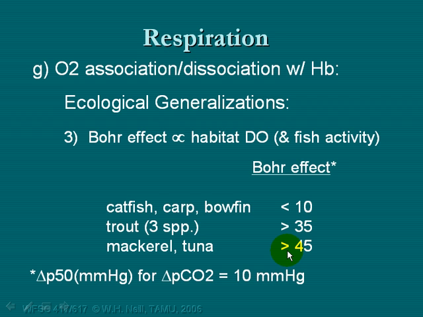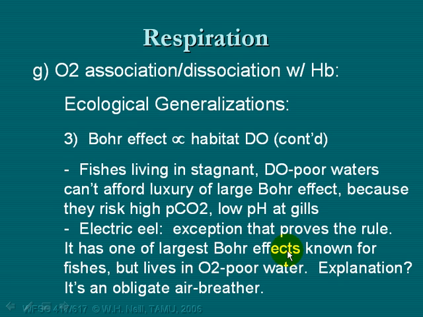So I think the way it's usually written in the textbooks is that fish like bowfin and carp can't afford the luxury of having a good, strong Bohr effect, whereas tunas and mackerels, which live in air-saturated habitats, you know, they're very active, so they need all the oxygen to be transported they can manage, and so they have good, strong Bohr effects.